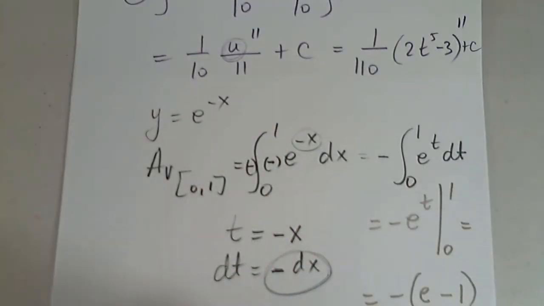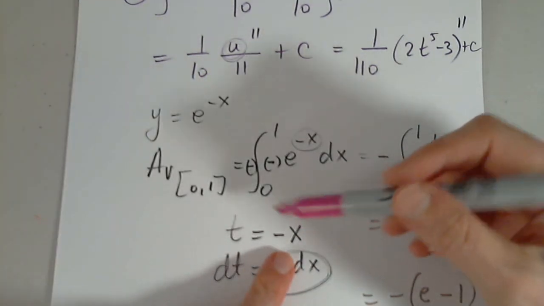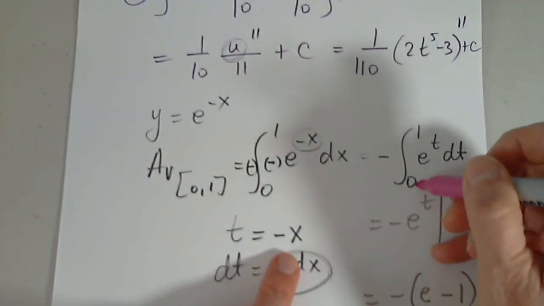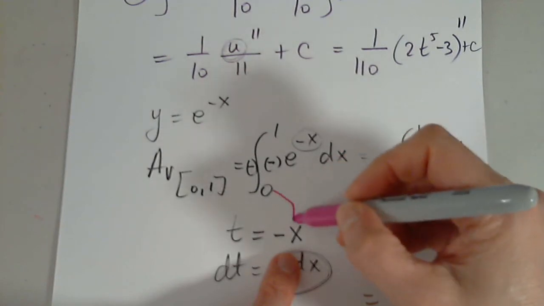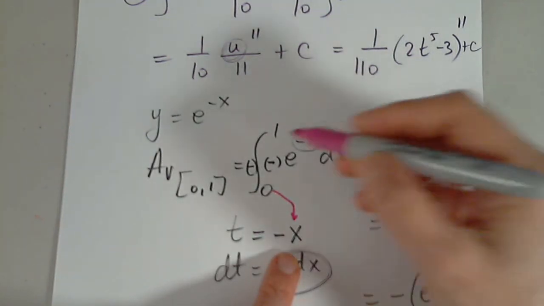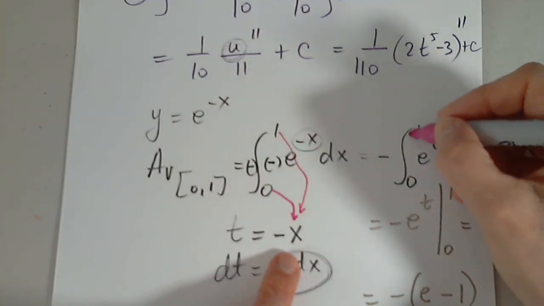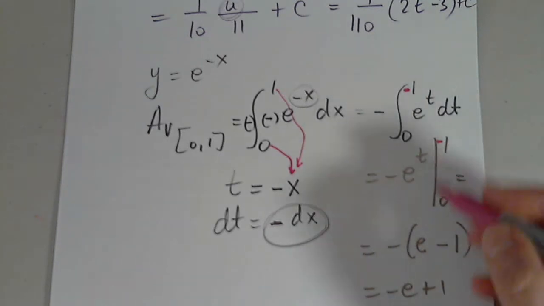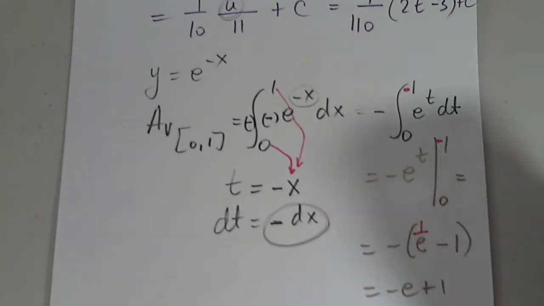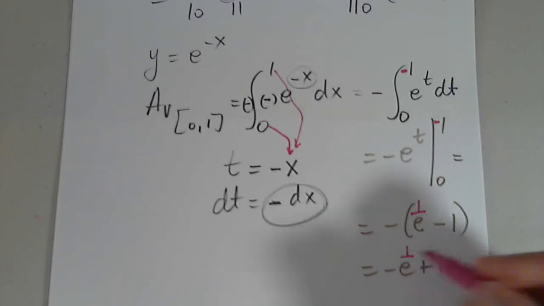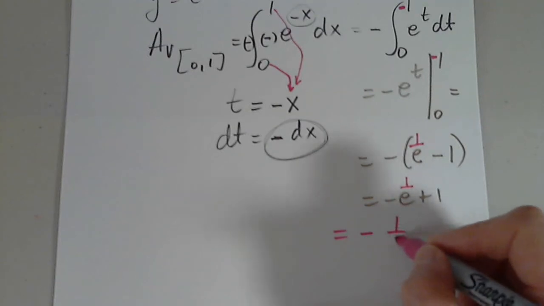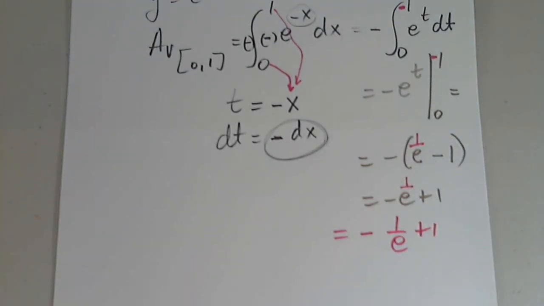I jumped to a conclusion too soon. When we change the function for a definite integral, I have to change the limits of integration. It happens that when x is 0, t starts at 0 as well, but when x is 1, t is negative 1. So when I plug in negative 1, I get 1 over e. And when I plug in 0, it's okay. So this is 1 over e minus plus 1. So I'm going to write it again because it's not clear: negative 1 over e plus 1. And I'm going to erase that one.